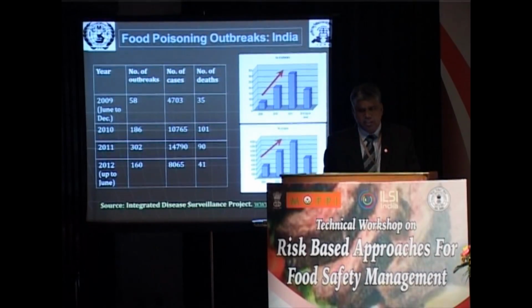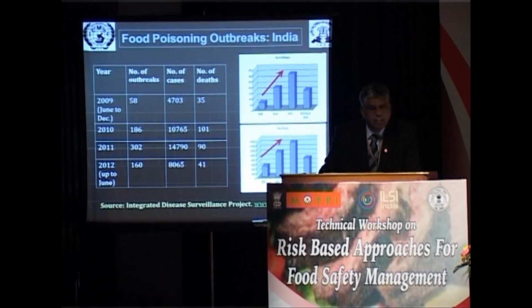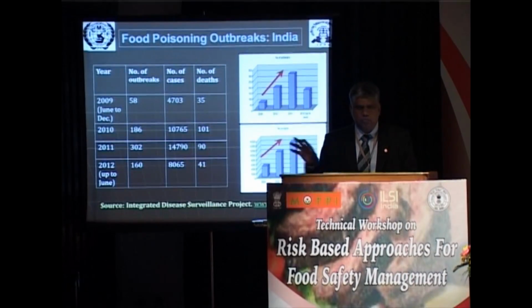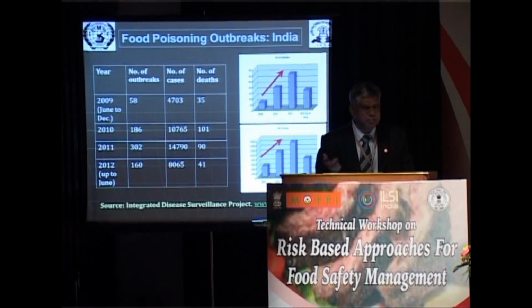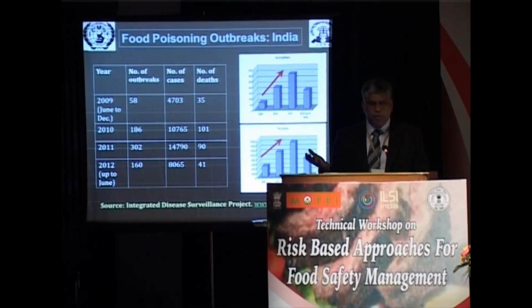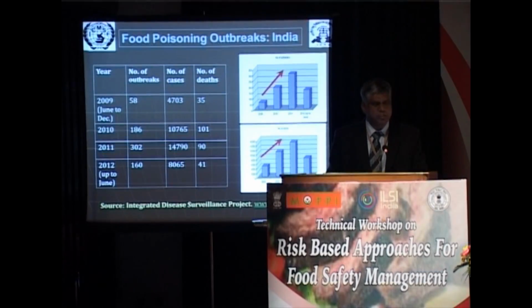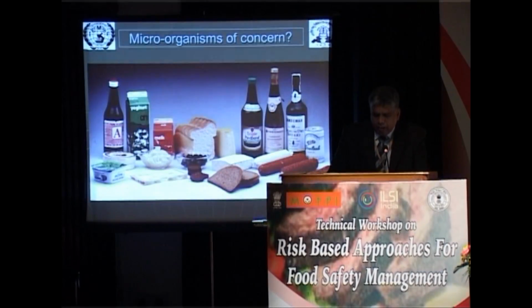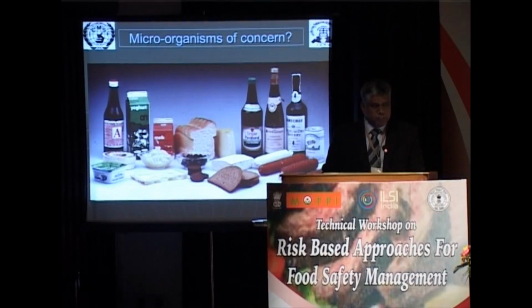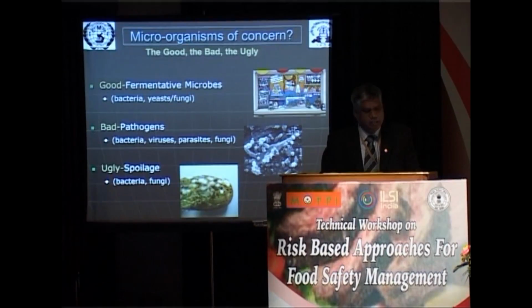But the only drawback in this particular system is that we do not know the etiologies of these agents. They just simply report that an outbreak has occurred in a particular part, the number of cases, the number of deaths, that's all. A sample is sent for investigation, but we do not know the follow-up of that investigation, which pathogen is more important for this food poisoning. That is very important. We should know which microorganisms are of concern.